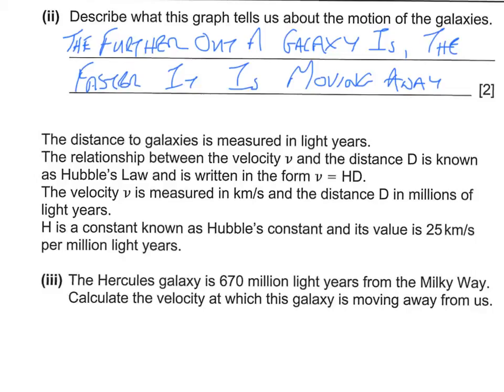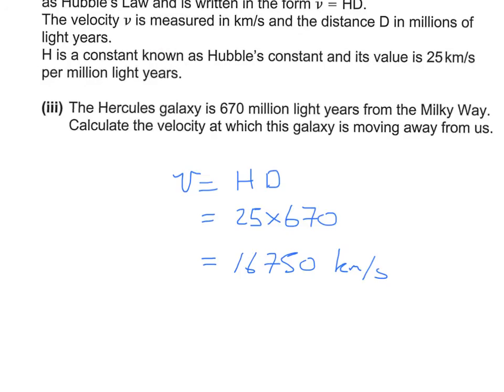The Hercules galaxy is 670 million light years away from the Milky Way. Calculate the velocity at which this galaxy is moving. Okay, so it's 25 kilometers per second per million light years. So we've got 670 million light years, and there's 25 kilometers per second for each one of those million light years. So v equals H d, Hubble constant times how many million light years it is, gives us 16750 kilometers per second.